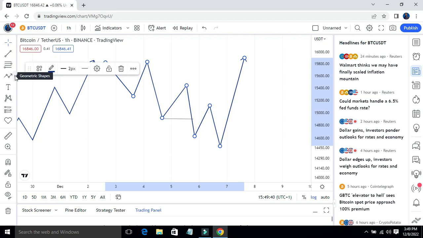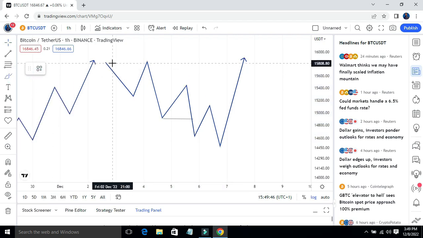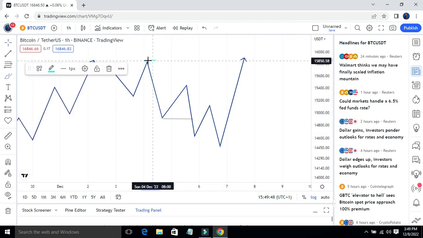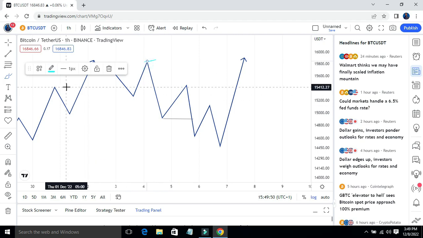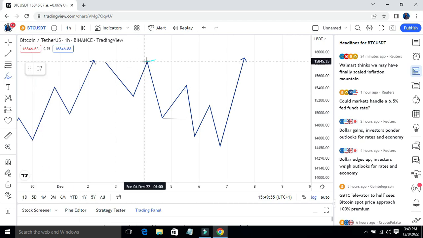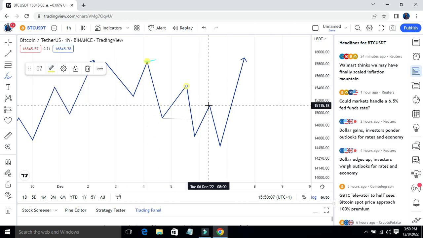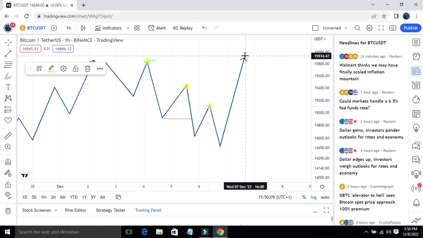Okay, so let me use this tool and mark it out with the brush. Should I use a brush? Okay, let me use the highlighter. Low opacity. Here is a high. Here is a high. Here is a high. And here is a high.